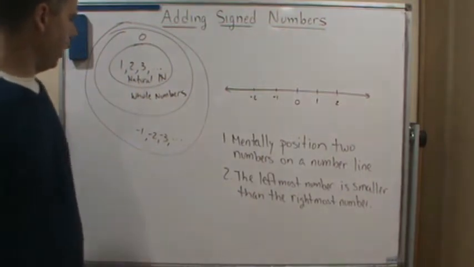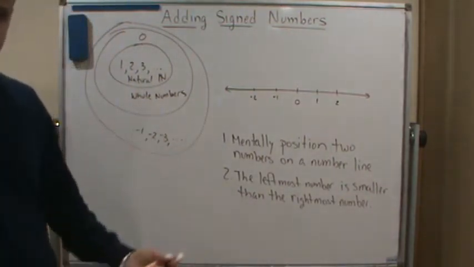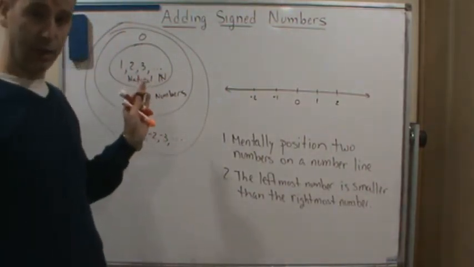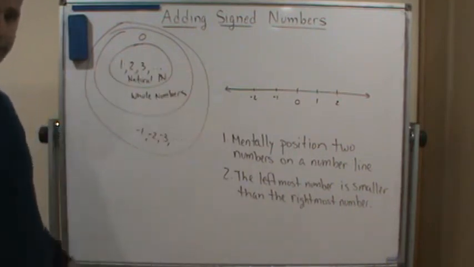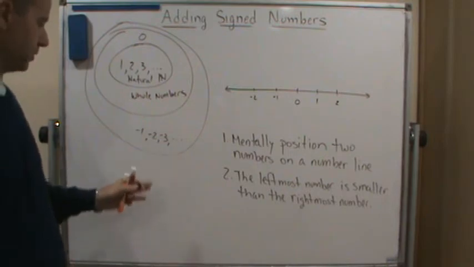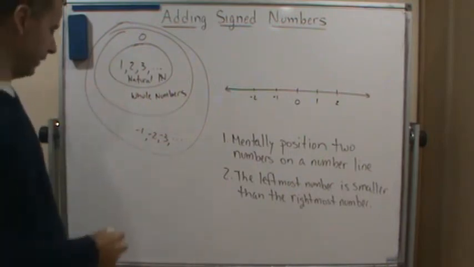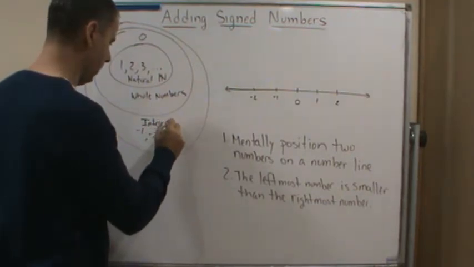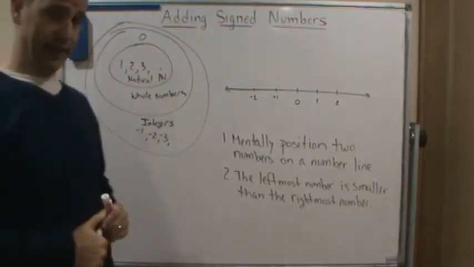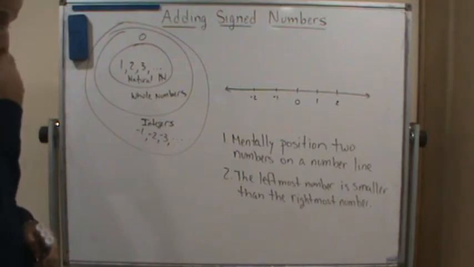Now, what if you take the opposite values of the natural numbers? What if you include all the negative or the opposite values of the natural numbers? Now it becomes the set of integers. And that's where we're going to start. We're going to start with talking about integers.